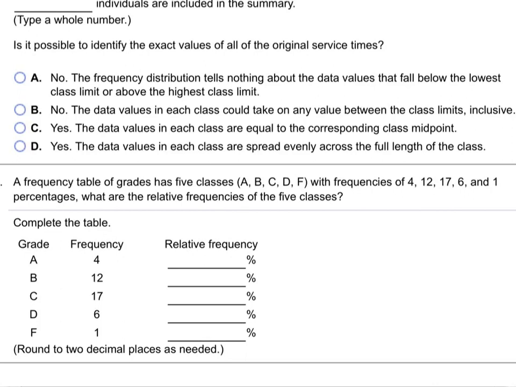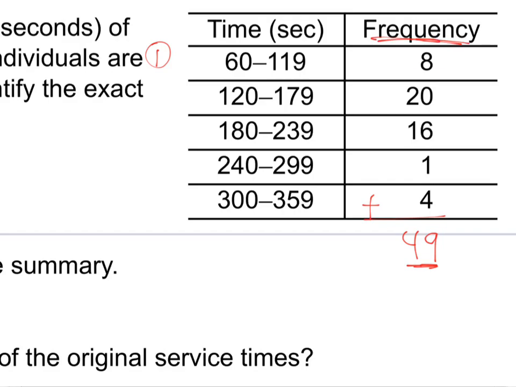Is it possible to identify the exact values of all the original service times? No, is the answer. Does everybody see what I'm talking about? Look back here. All I know is 8 times they were somewhere between 60 and 119. I don't know if they were 60, 61, 103. I can't tell. I just want to make sure we're clear on what it tells us and what it doesn't.